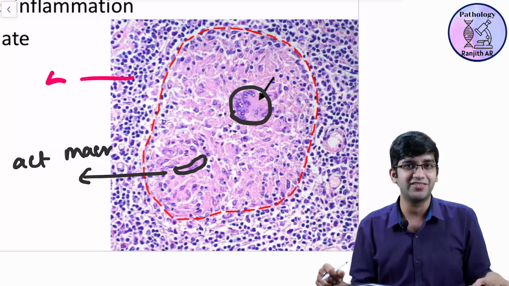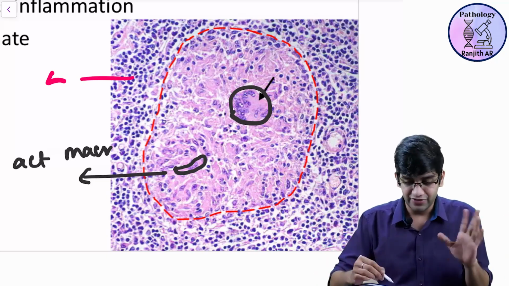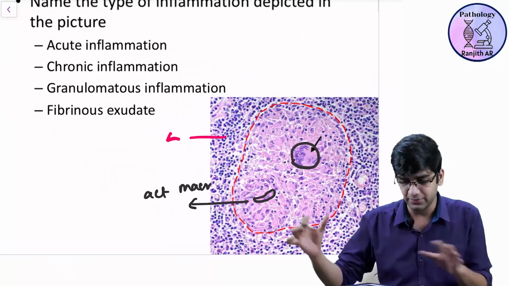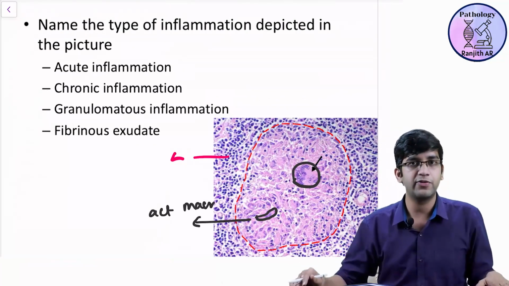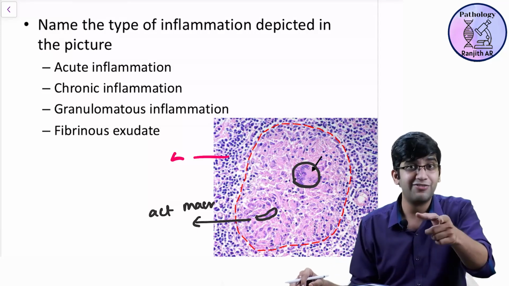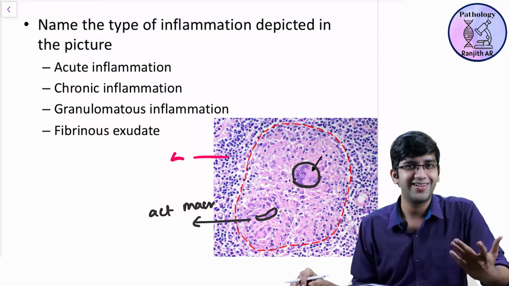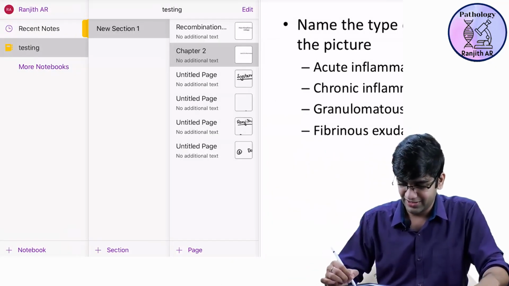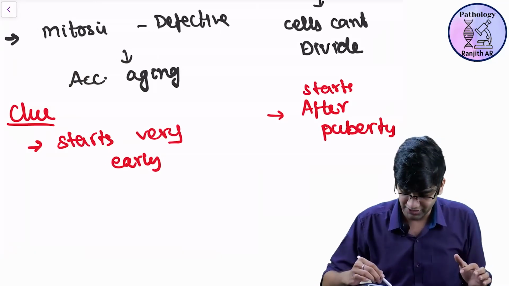We just confuse ourselves. Medicine is very simple. We read something and this is how your question comes. Name the type of inflammation seen in the picture. You see a granuloma, you have to laugh at the question. You're going to laugh at the examiner. What question are you asking? Much more beautiful than you are. Much more powerful than you are.